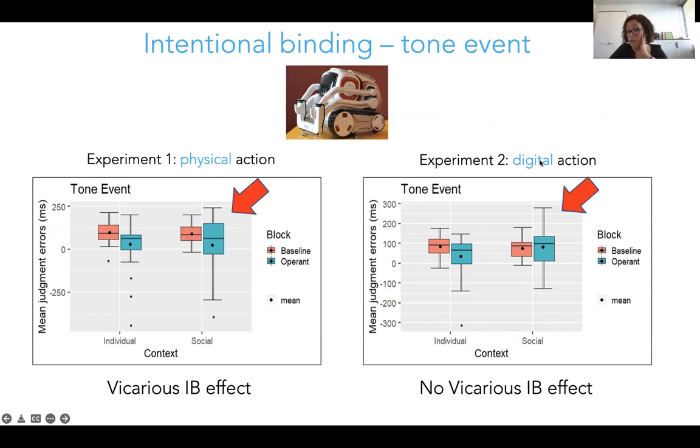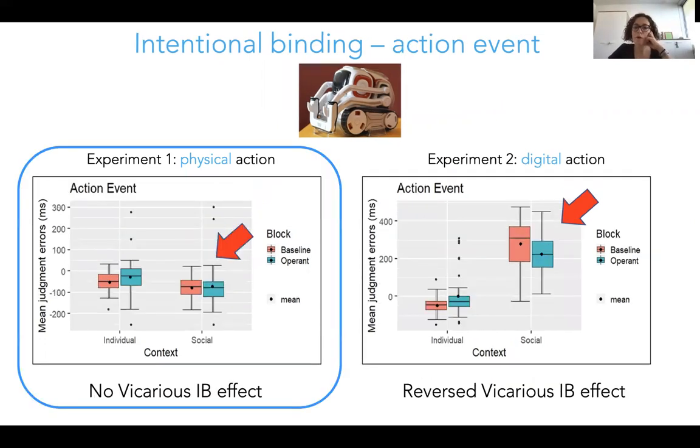When you have a digital action, so no embodied action, you don't see a vicarious sense of agency, the vicarious intentional binding effect. For the action event, in the physical action, you also don't see the effect, and I'll focus on that a little bit more in a moment. For the digital action, you actually see a reverse pattern, which we can discuss later in the discussion, that has been observed also in literature for involuntary actions.